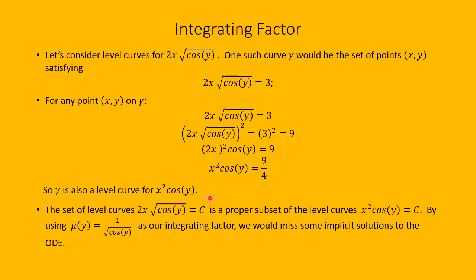So the set of level curves 2x square root of cosine y equals c is a proper subset of the level curves x squared cosine y equals c. Using mu of y equals 1 over the square root of cosine y as our integrating factor, we would miss some implicit solutions to that differential equation because we were adding an extra condition on y: cosine of y had to be positive in order for this expression to be a real number.